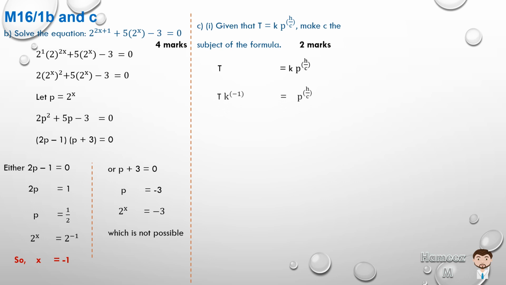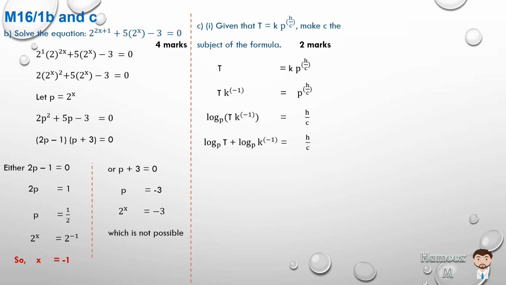Or we can write it as t times k to the power minus 1 is equal to p to the power h over c. Remember, we're trying to make c the subject of the formula, so we want to remove the p from the right hand side. So we can use logarithms. So we can say log of t k to the minus 1 to the base p is equal to h over c. Remember the logarithm law where log ab is equal to log a plus log b. So we could split this as well. So we get log t to base p plus log k to the power minus 1 to base p is equal to h over c.